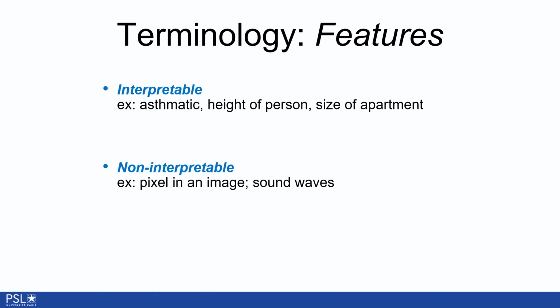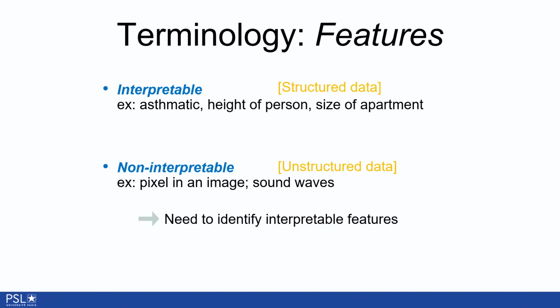In general, if the dataset consists of interpretable features, it is called structured data. If it consists of non-interpretable features, it's usually called unstructured data. And within explainable machine learning, these two different types of data require different methods. As for unstructured data, we first need to identify interpretable features.